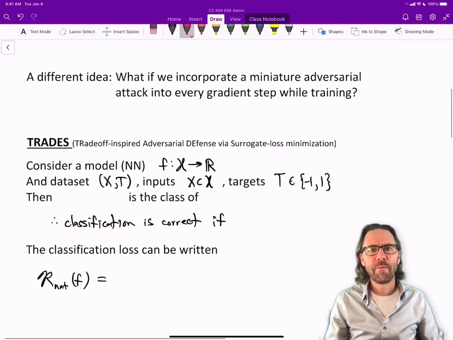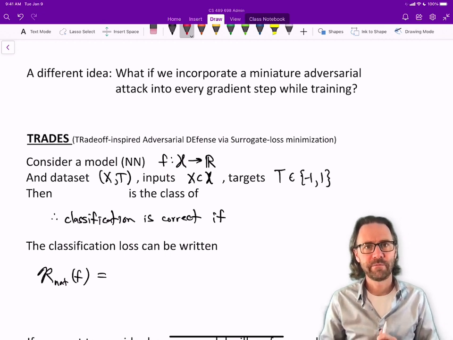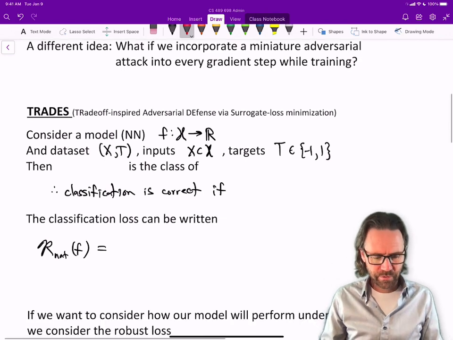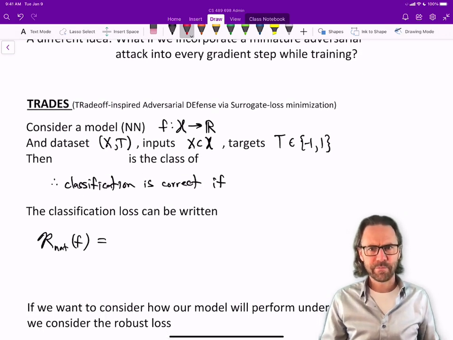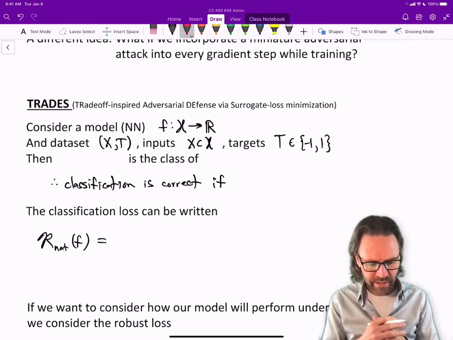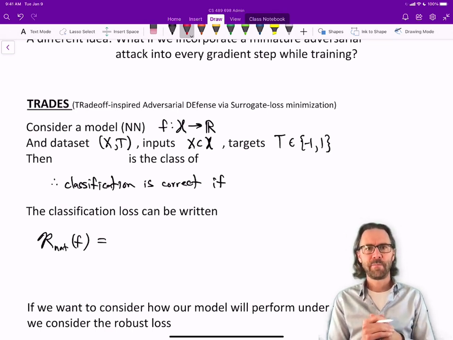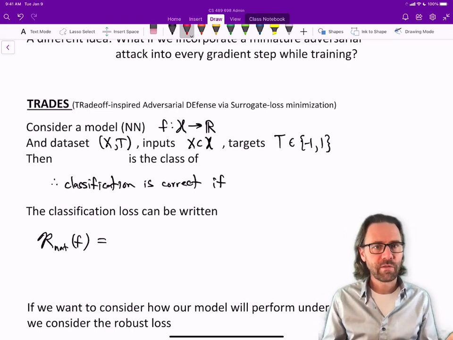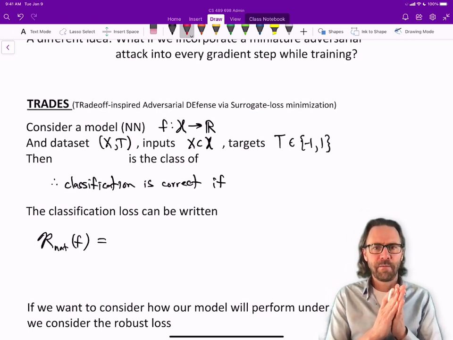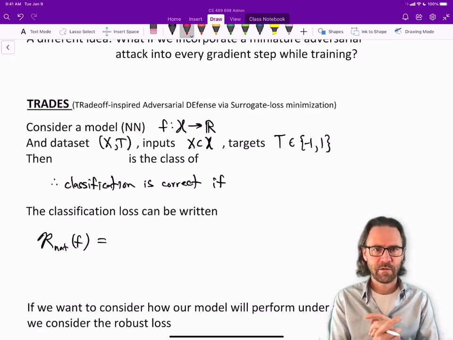What if we incorporate a miniature adversarial attack into every gradient step while training? So let me introduce you to TRADES. Now this is one of those acronyms that's really stretching it. TRADES stands for Trade-off Inspired Adversarial Defense via Surrogate Loss Minimization. If you Google that title, you'll find the paper. It's by Hongyang Zhang, who I mentioned last lecture, and I'll mention him again in this lecture.